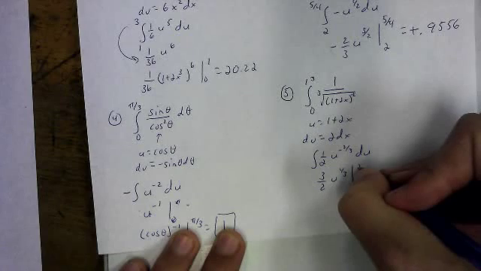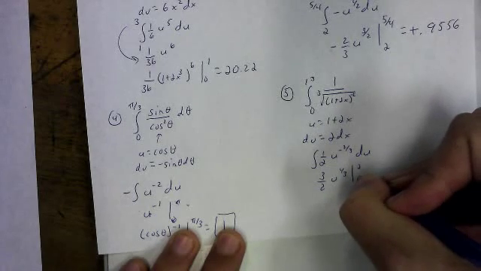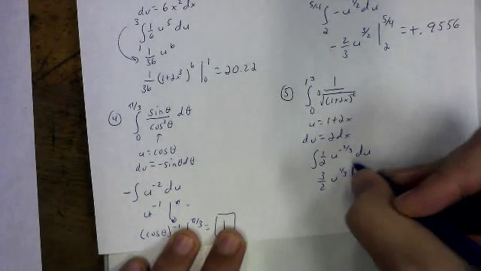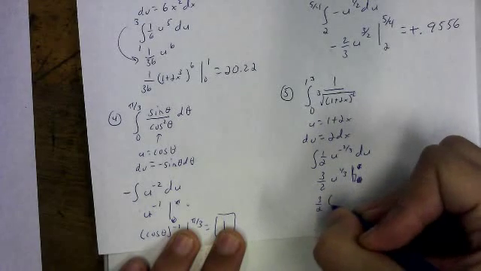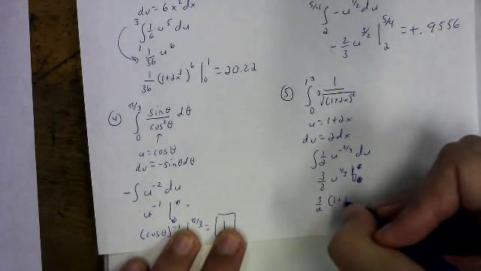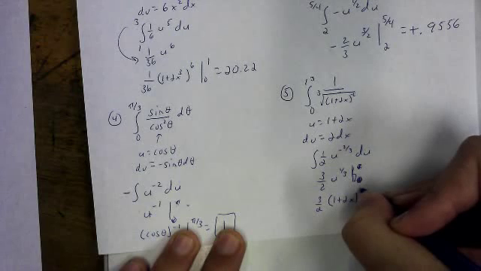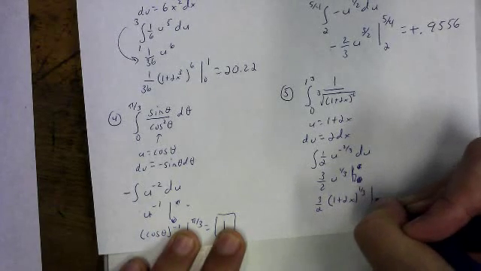I didn't change it over to x's, I'm sorry. 3/2 times 1 plus 2x to the 1/3 from 0 to 13, which gives us 3.